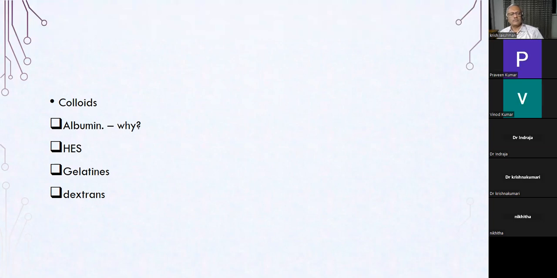Go ahead. The next type is colloids. The basic examples of colloid are albumin, hydroxyethyl starch, gelatins, and dextrans. Why do we use albumin? What is the specialty of albumin?